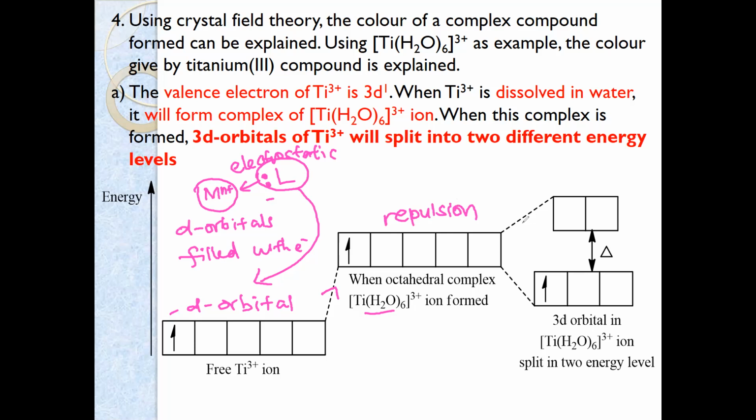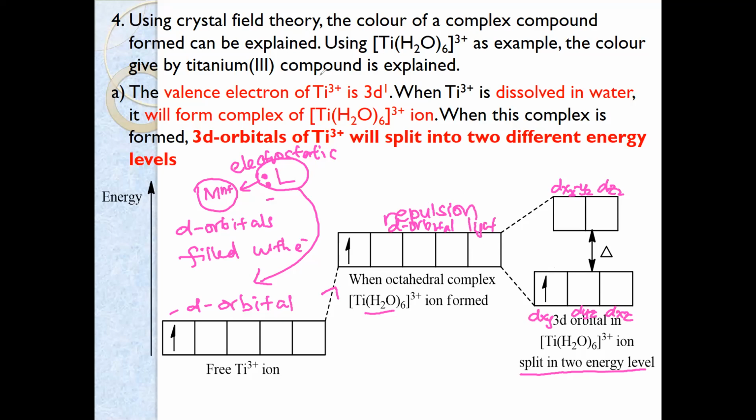As a result of repulsion, the 3d orbitals split into two energy levels. So this is how an octahedral complex splits. You split into dx²-y² and dz², and then the second energy level is dxy, dyz, dxz. So it will split into two different energy levels. This is due to the repulsion between the d orbitals and the ligand.